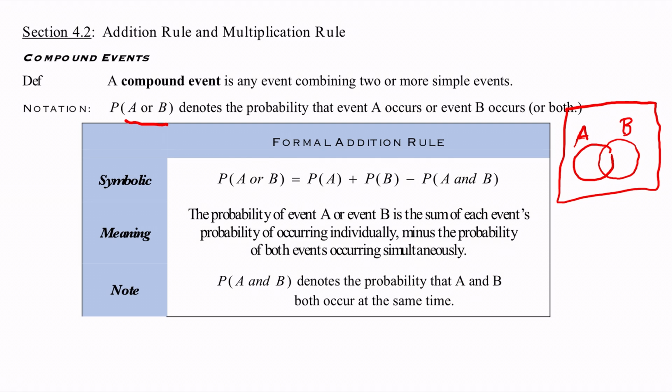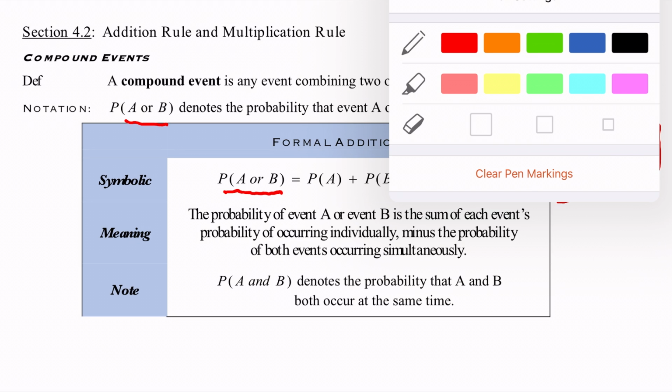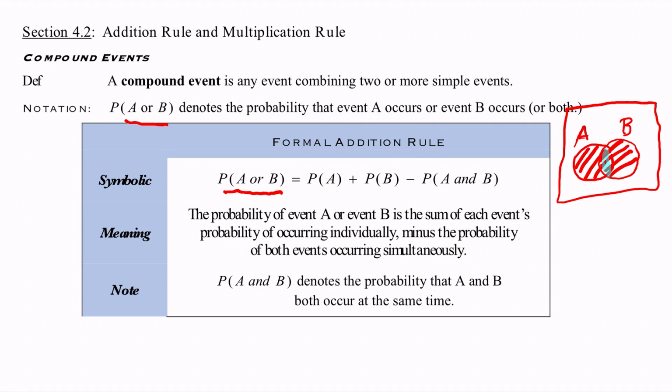And so the probability of the event A or B will be equal to the probability of event A, which we can imagine would be everything in that A bubble, plus the probability of event B, so everything in the B bubble, minus the probability of event A and B. So actually that would be everything in the intersection, which would be this overlapping region there. So we want to subtract that because when we added the probability of event A and B together, that one was counted twice.